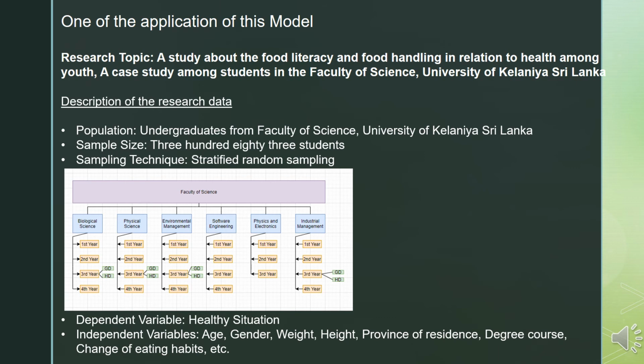Description of research data. The population is the undergraduates from the Faculty of Science, University of California. The sample size is 383 students. The sampling technique is stratified random sampling. The dependent variable of this study is the healthy situation of the students. The independent variables are age, gender, weight, height, province of residence, degree course, change of eating habits, etc.